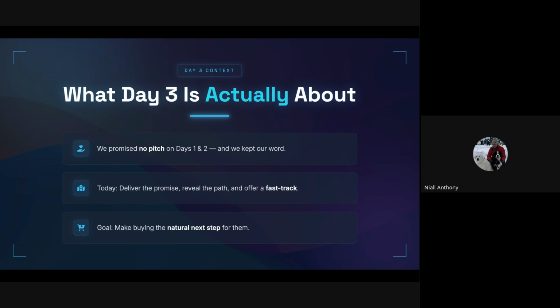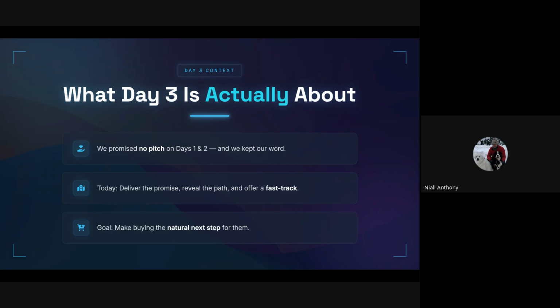So in terms of what day 3 is actually about, we promised no pitch on days 1 and 2, and we kept our word with that prospect. Today, in day 3, we deliver the promise, we reveal the path they have to take, and we offer a fast track. So we're not pitching or selling, we offer a fast track through that process. And the goal is to make buying the natural next step for them.